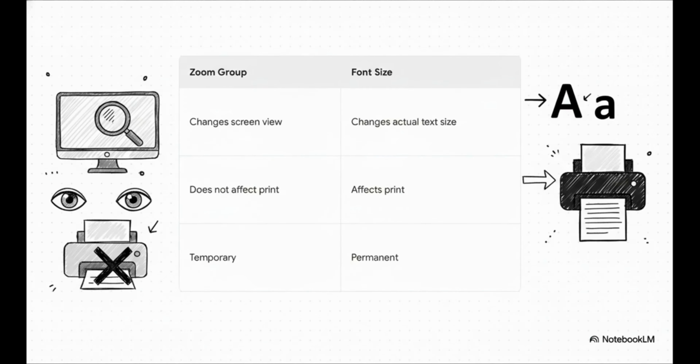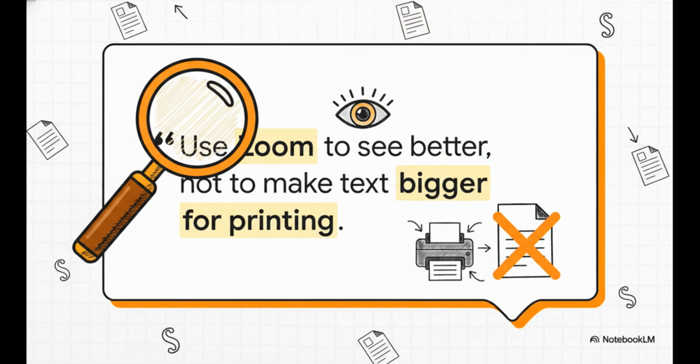But this brings us to a really, really critical point that trips a lot of people up. Using the zoom tools only changes how things look on your screen right now. It has zero effect on the final printed document. Changing the font size, on the other hand, is a permanent change to the text itself, and it absolutely affects how it prints. So let me just say that again, because it's so important. Use Zoom to help you see better on your screen. Do not use it to try and make the text bigger for printing. If you want bigger text on the final printed page, you have to actually increase the font size.